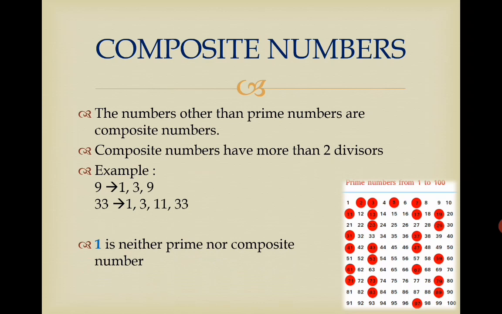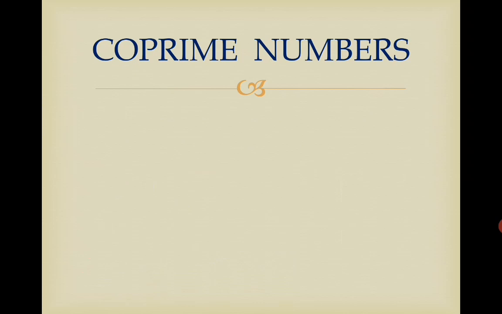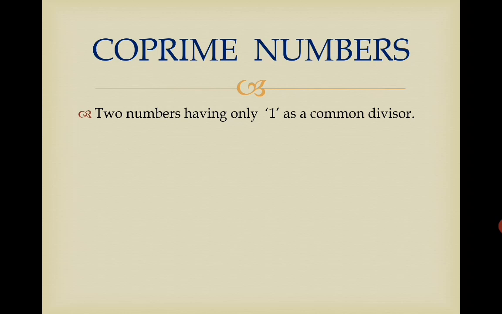Moving forward to another branch of prime numbers, co-prime numbers. Now, what are co-prime numbers? Two numbers having 1 as the only common divisor are known as co-prime numbers. Let's understand this with the help of an example. In co-prime numbers, you will always have a pair to decide whether these two numbers are co-prime or not.